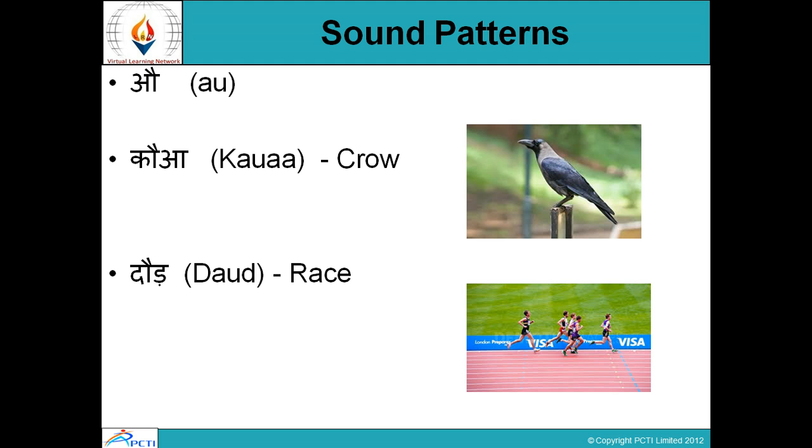Next sound is of aw. Aw is what? Kauwa. So it's a sound of ow. Kauwa is crow, a blackbird. It has a very harsh voice. Usually seen on top of roofs. It's called kauwa.